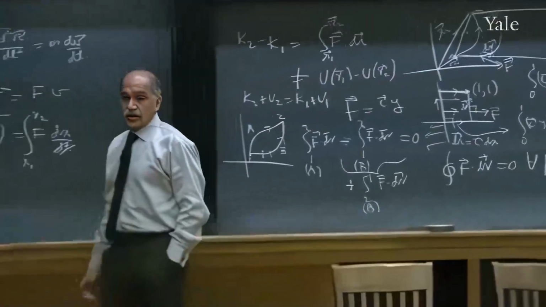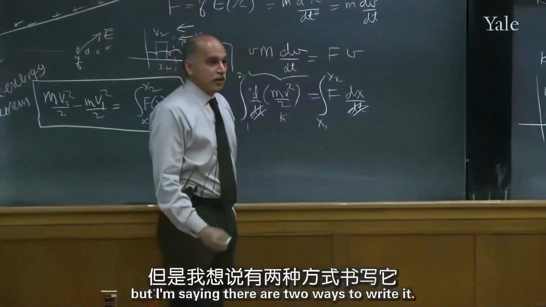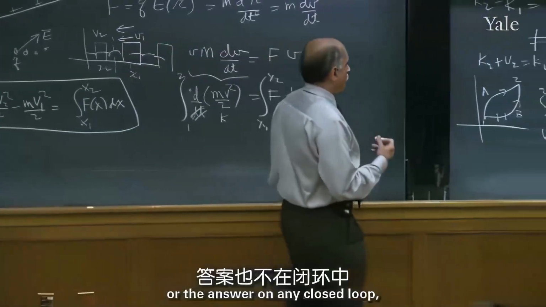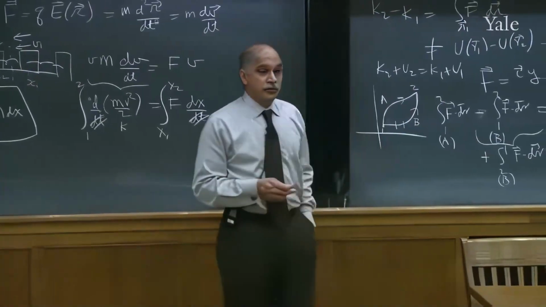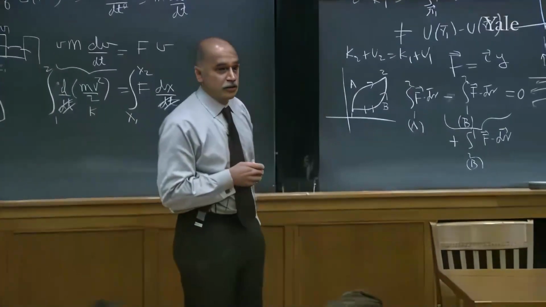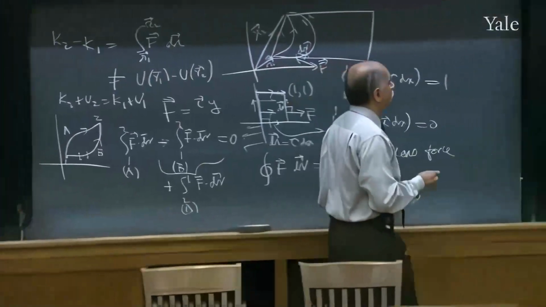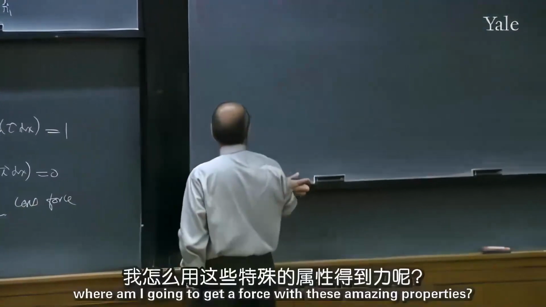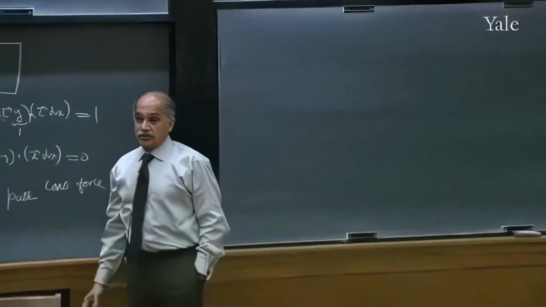I've just rewritten it. I've not gotten any closer to finding a conservative force. But I'm saying there are two ways to write it. The answer doesn't depend on the path, or the line integral on any closed loop is 0. That means sometimes it's got to be positive, sometimes it's got to be negative. So the question is, where am I going to get a force with these amazing properties? And I'm just going to give you the answer.